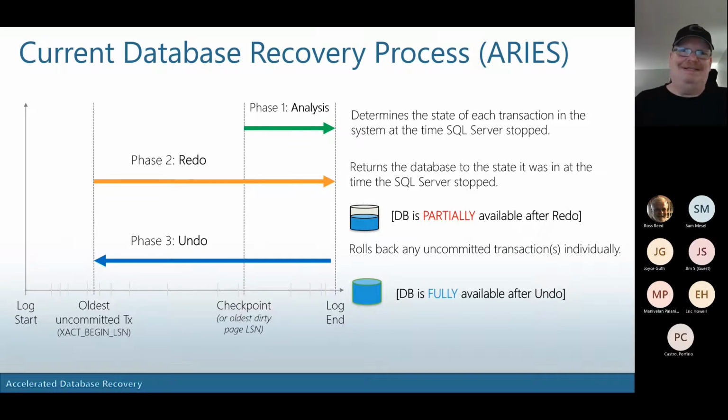But this is the process that happens, our current process before ADR, before accelerated database recovery. Phase 1, 2, and 3. Phase 1 is still basically going to be the same. Again, we'll go through the new process in just a moment. The analysis phase goes through and checks the current state of each transaction in the system at the time the SQL Server stopped. So power went out, whatever. Let's analyze. Let's look in the transaction log from the oldest dirty page.